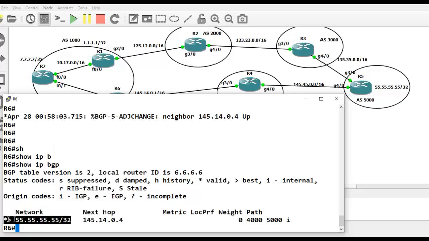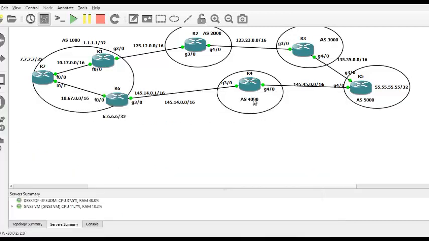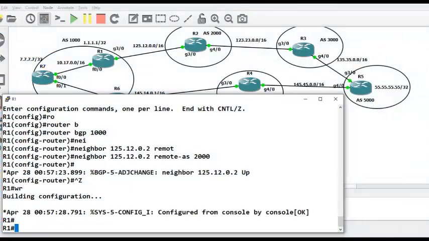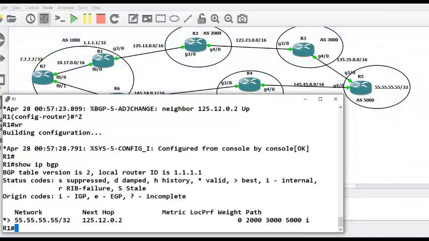R6 says, I'm learning this network from router 4. Router 4's autonomous system is 4000. And 4000 is learned from 5000. Is it right? 4000 is learned from 5000. So R6 got the route. I'm showing in R6. The same command I would like to show you on R1. R1 also has learnt it.